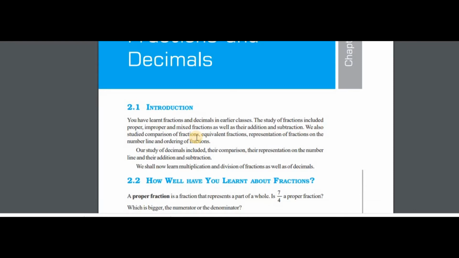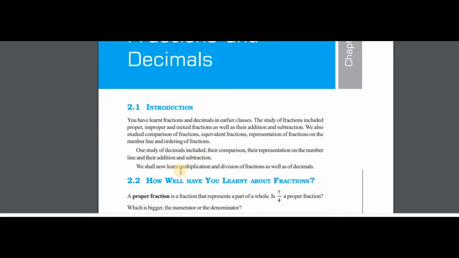Yes, because in the 6th class we completed all these, and we know what a fraction is, the different types of fractions, addition and subtraction, and in the same way comparison and all these things we studied. That's what is given here. And what is the next thing given? Our study of decimals included their comparison, representation on the number line and their addition and subtraction.